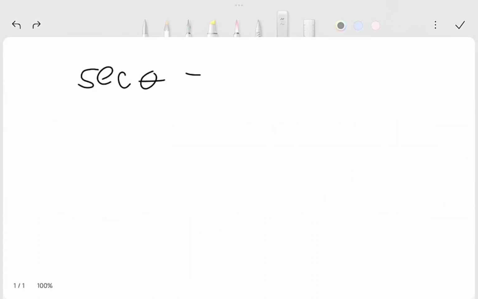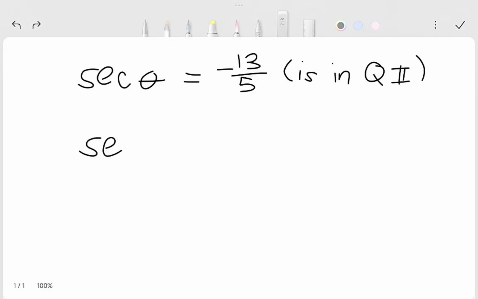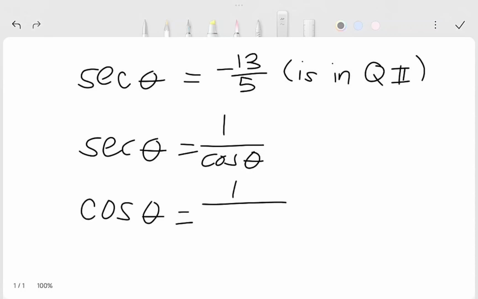Our given is secant theta is equal to negative 13 over 5, and the angle is located in quadrant 2. So first, secant is the reciprocal of cosine. So let's convert this into cosine to make it easier. So secant theta is equal to 1 over cos theta, and its reciprocal is cos theta is equal to 1 over secant theta.